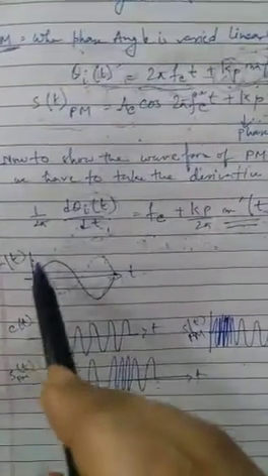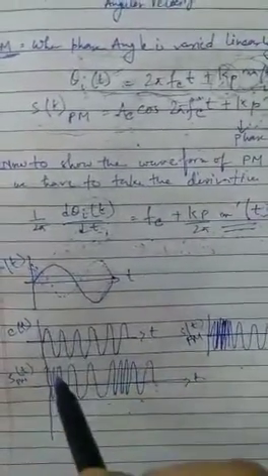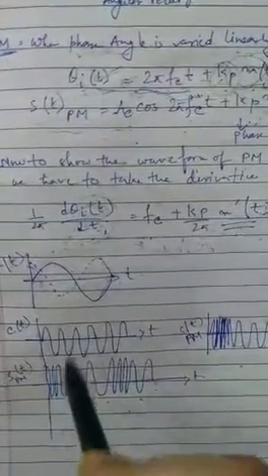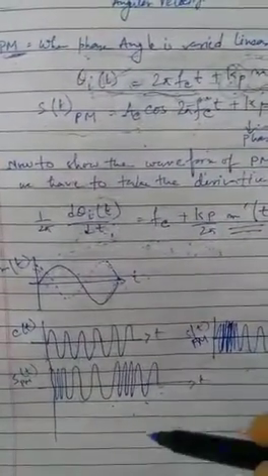And for the PM, we have taken the derivative, so it's a cos function. According to that, for the positive peak it is higher frequency, and for the negative peak it is lower frequency. Like that we can show our phase modulated signal.